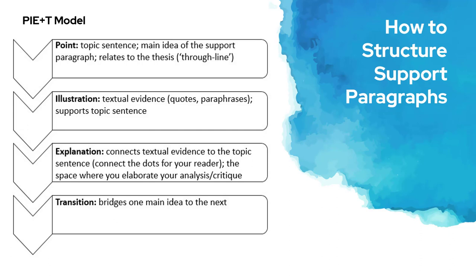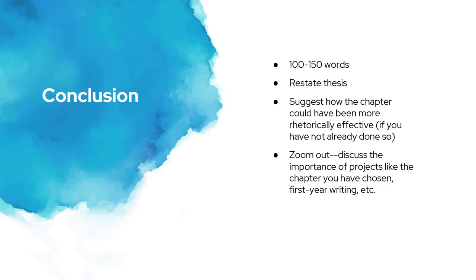After you've sufficiently explained your point through the usage of textual evidence and your own close reading, then you'll want to transition to the next support paragraph. Take a step back and ask yourself, okay, when I was making the outline for this analysis portion, why did I decide to put these two ideas next to one another? What's the connection between them? Ultimately, the function of the transition is to make that connection explicit to your reader.